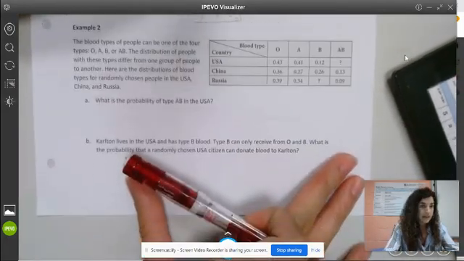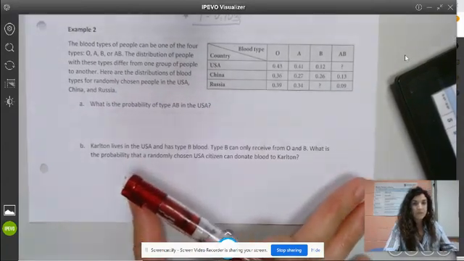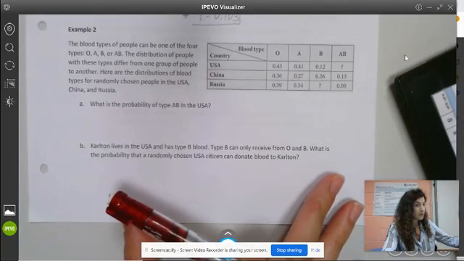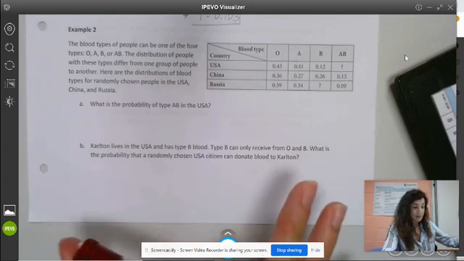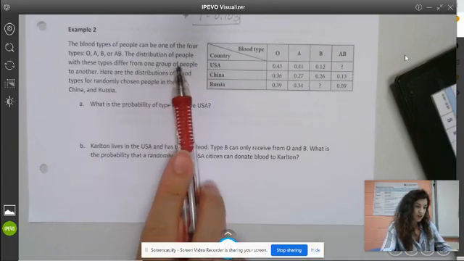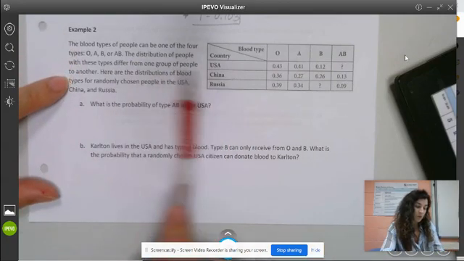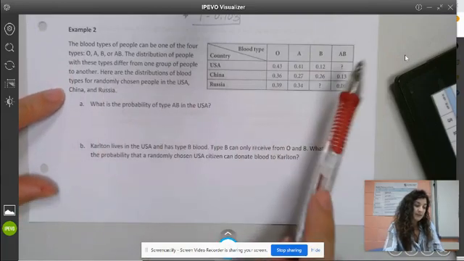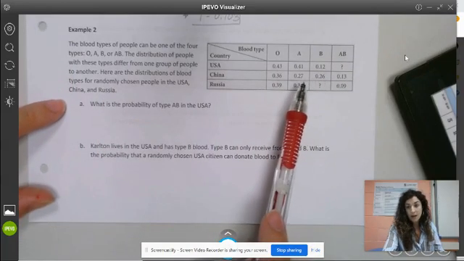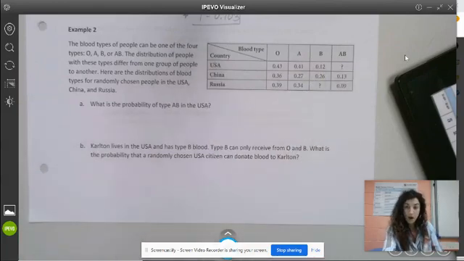Okay. Example 2: the blood types of people can be one of the 4 types: O, A, B, or AB. The distribution of people with these types differs from one group to another. Here are the distributions of blood types for randomly chosen people in the USA, China, and Russia. So these are probabilities that they have gone out and found, and we're making predictions based off of these probabilities.